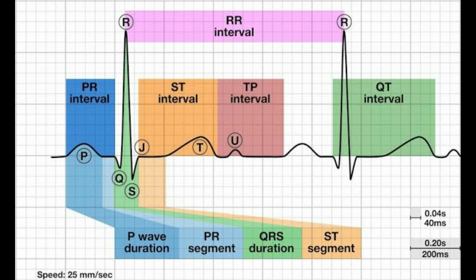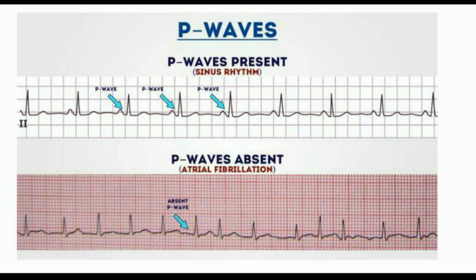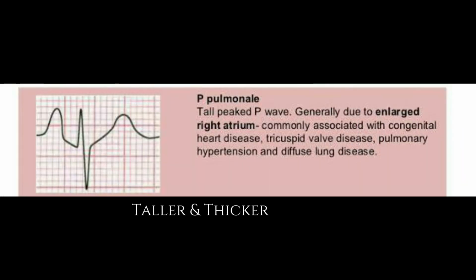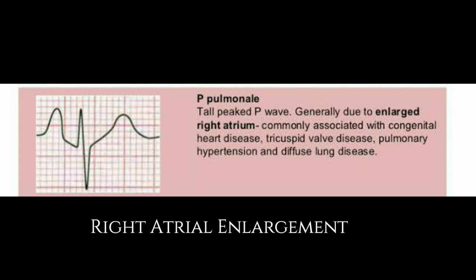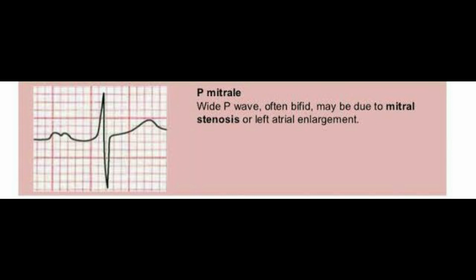First of all, I will discuss the P wave. If the P wave is absent or missing, it denotes atrial fibrillation. If the P wave is prolonged, then it denotes primary heart block. When the P wave is taller and thicker, it denotes P pulmonale, and it is due to right atrial enlargement. If there is left atrial enlargement, then there will be a notch in each P wave. It is known as P mitral.